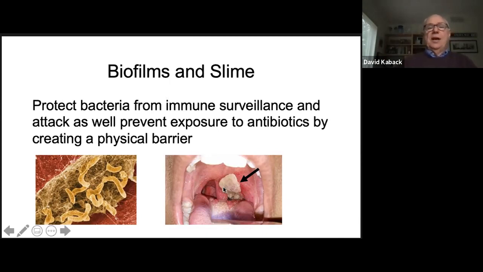So in Corynebacterium diphtheriae, which is a respiratory pathogen, you will form this biofilm on the throat. It's called a pseudomembrane that you can literally pick off with a set of tweezers from somebody who has diphtheria. So you can see that biofilm there.